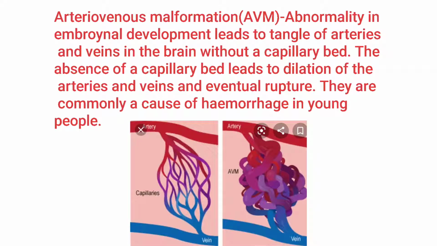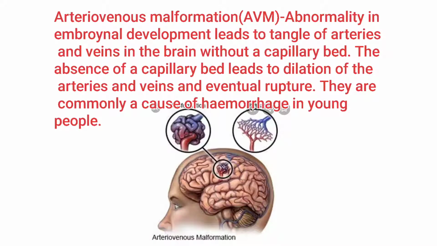Another cause of hemorrhagic stroke is arteriovenous malformation, an abnormality in embryonal development that leads to a tangle of arteries and veins in the brain without a capillary bed. The absence of a capillary bed leads to dilatation of the arteries and veins and eventual rupture. They are commonly a cause of hemorrhage in young people.